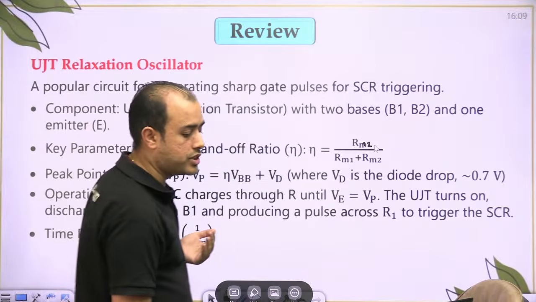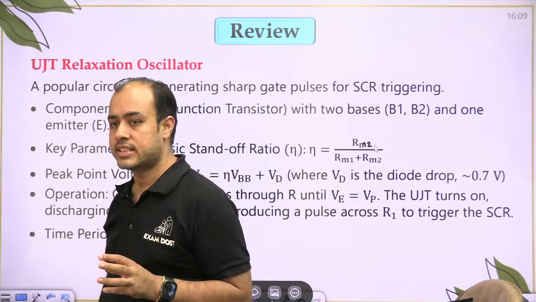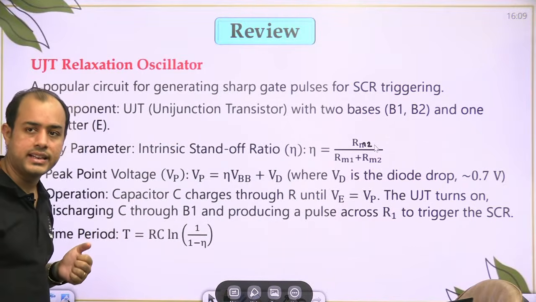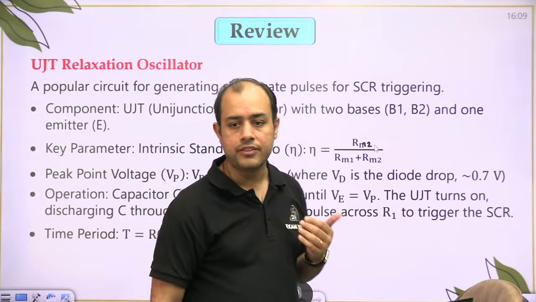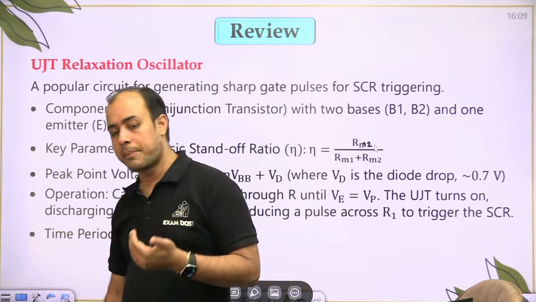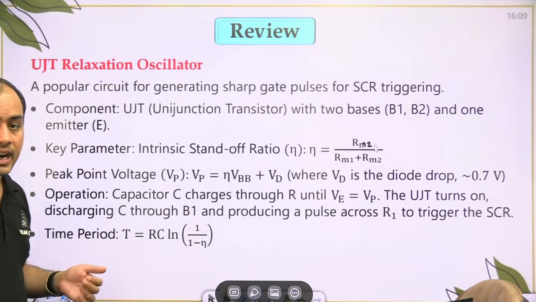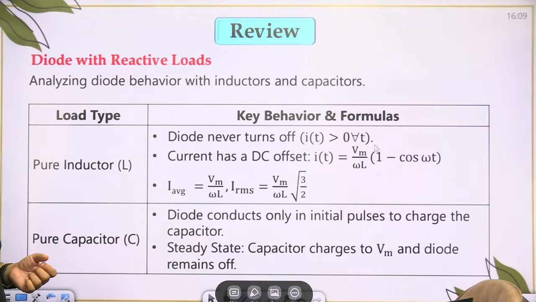And whenever the UJT turns on, the capacitor of the oscillator discharges through UJT and provides a pulse to the thyristor. So capacitor will charge via RC circuit, and once UJT is on, the capacitor will discharge, providing the pulse to the SCR. So the time period is RC ln 1 upon 1 minus eta.